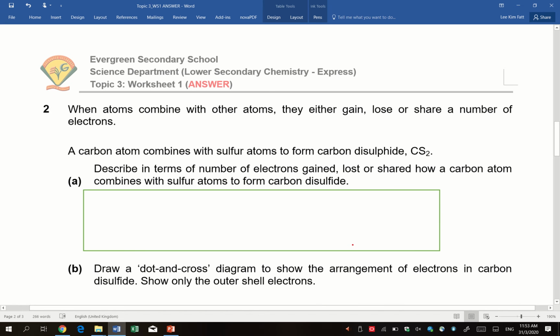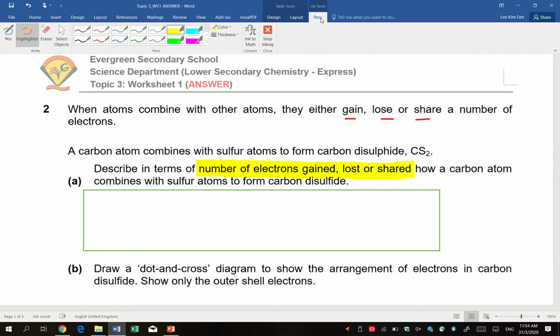Now, question number 2. When atoms combine with other atoms, they can either gain, lose, or share a number of electrons. The question continues: a carbon atom combines with sulfur atoms to form carbon disulfide, CS2. You're asked to describe, in terms of the number of electrons gained, lost, or shared, how a carbon atom combines with sulfur atoms to form carbon disulfide.